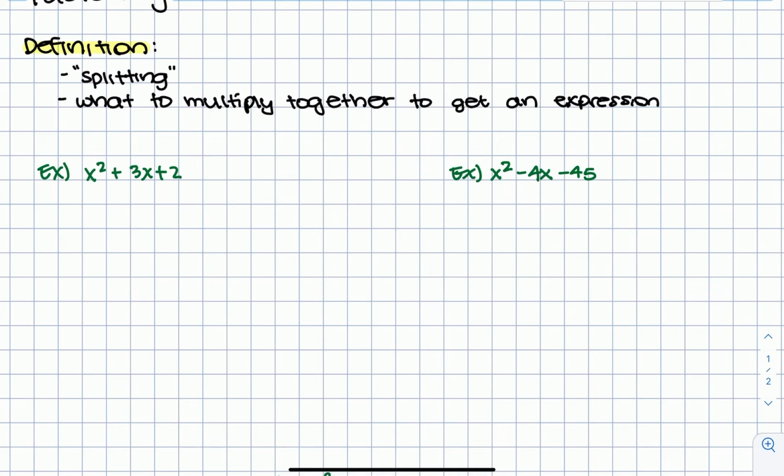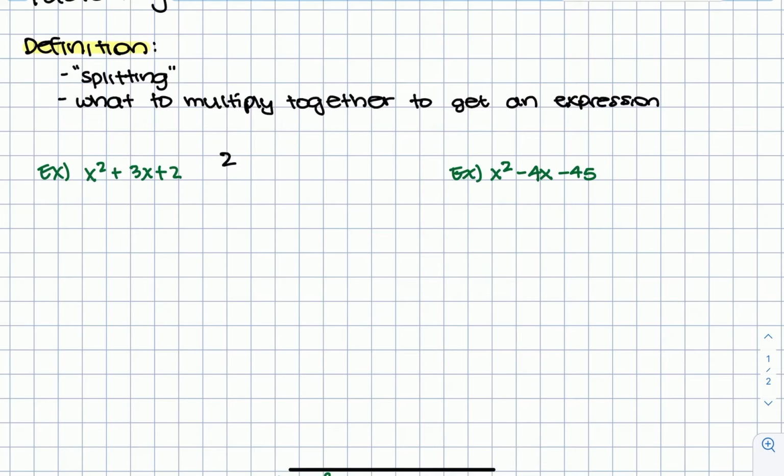The way you would factor this is that there are multiple steps, and the first step is to take a look at these numbers. Remember, in front of the x squared there's always an invisible 1. You just don't write it. So 2 times 1 is 2, so you would write 2 over here, and then you want to look at what factors of 2 add to 3.